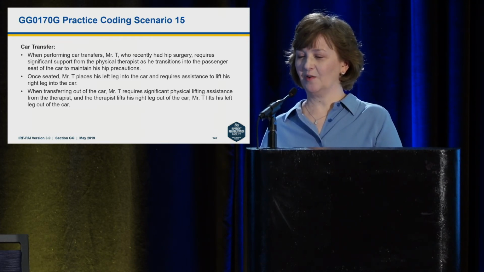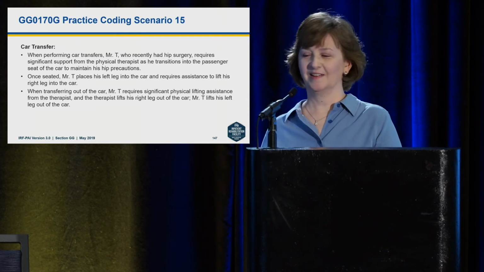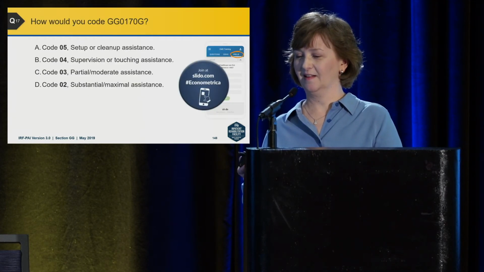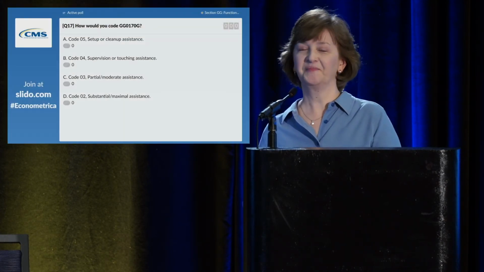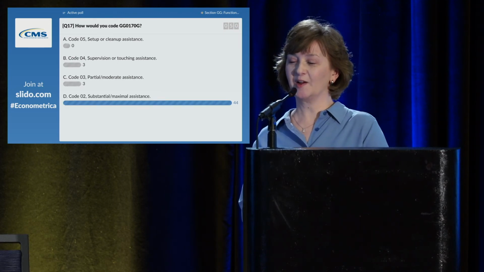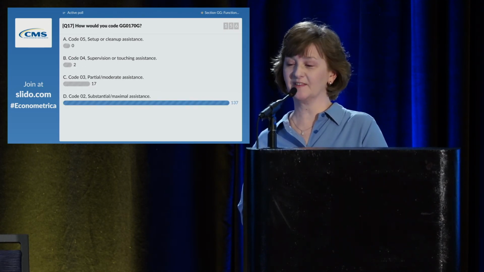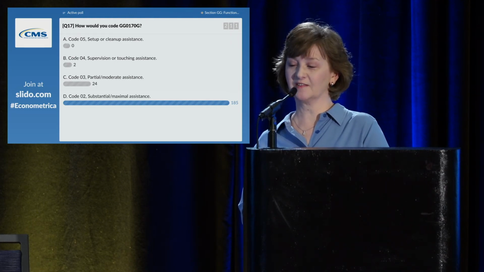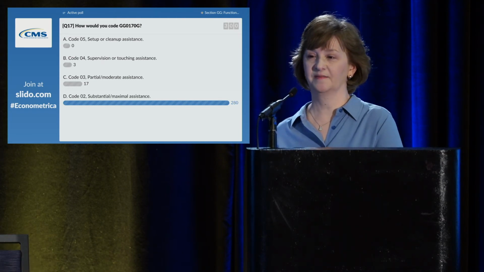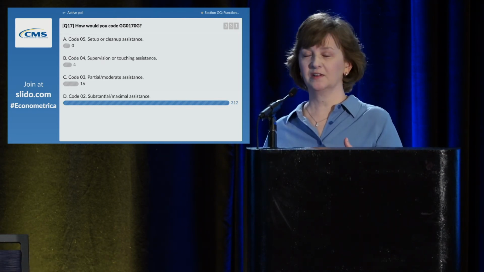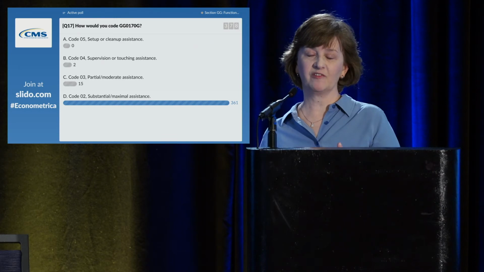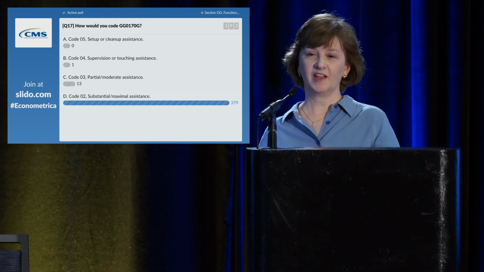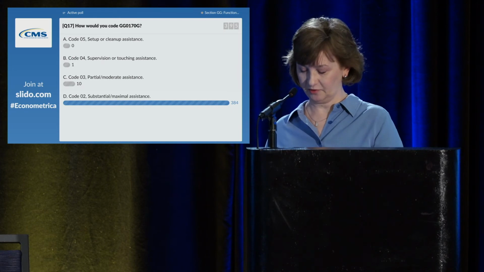The options that you have for Slido, let's see. So I think Slido is going to come up any second now. There we go. So the response options for Slido are 5, setup cleanup assistance; 4, supervision or touching assistance; 3, partial moderate assistance; 2, substantial maximal assistance. So again, you're considering who is putting in more than half of the effort. If the patient is providing more than half of the effort, it's level 3. If the helper is providing more than half of the effort, it's level 2.